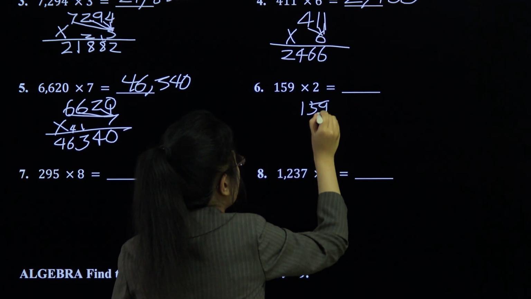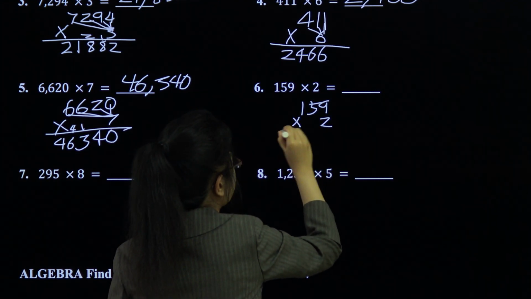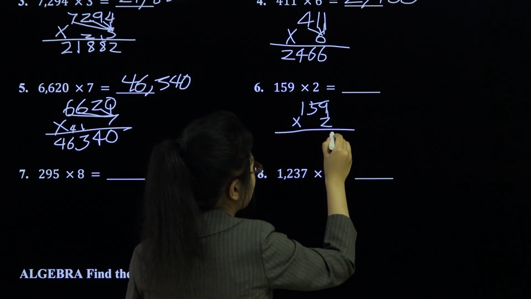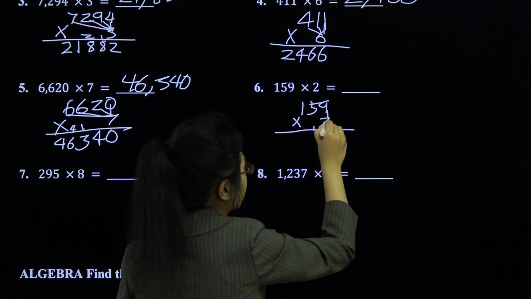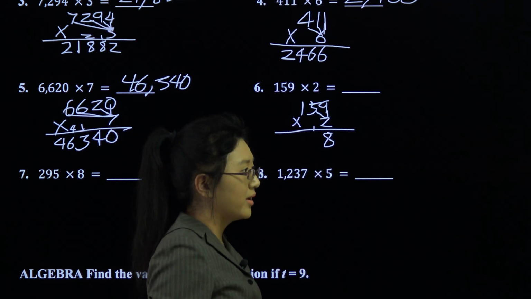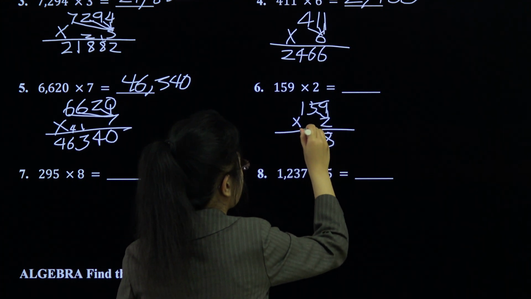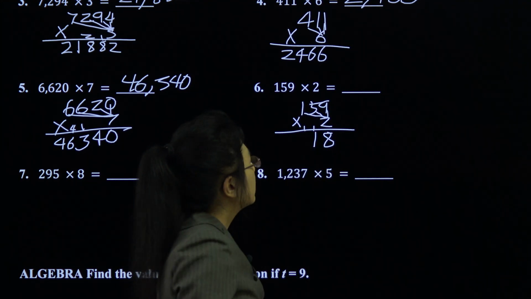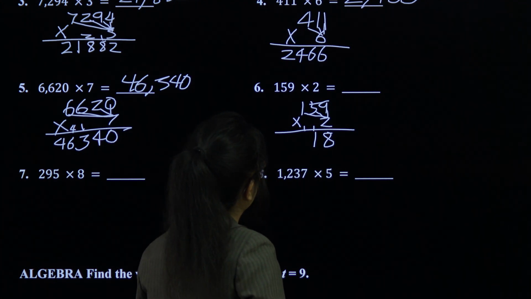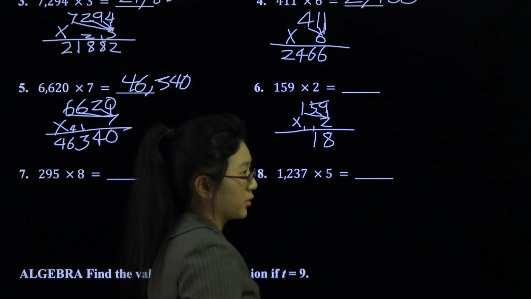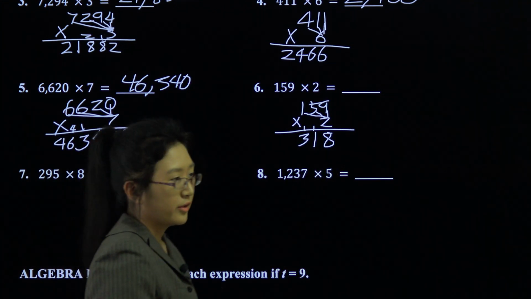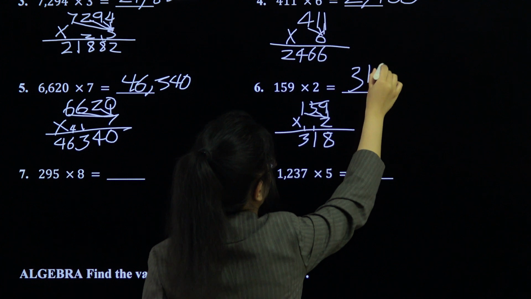Now we have 159 times 2. 2 times 9, the ones digits first. 18, you regroup. 2 times 5, 10. 10 plus 1, 11. You regroup. 2 times 1, 2. And plus 1, that was regrouped, 3. Your answer would be 318.